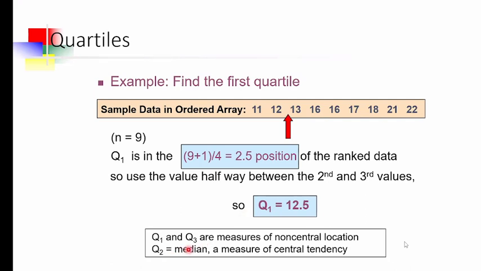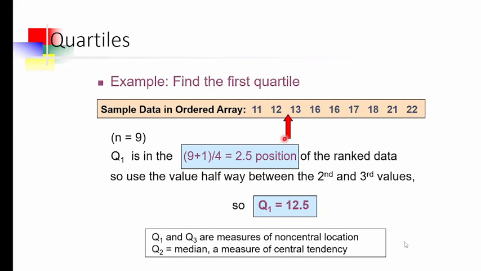Then Q2, that is the median. How can we calculate it? 9 plus 1 divided by 2, 10 divided by 2, that is the fifth position. What is the fifth position? It is 16. Right? So the median is 16. So 50% of the data values are equal to or below 16, and 50% of the data values are equal to or above 16.